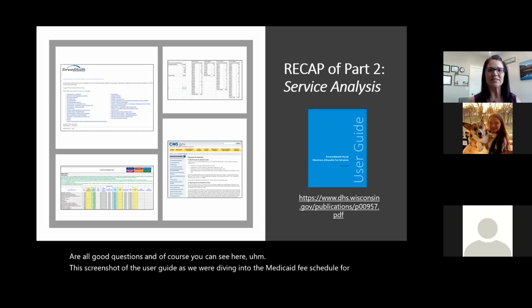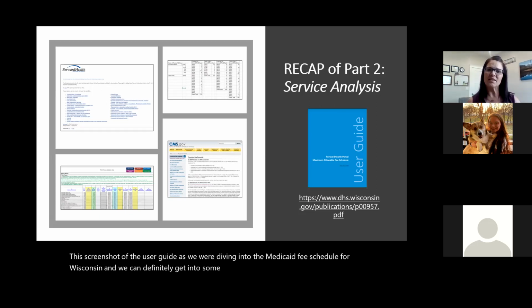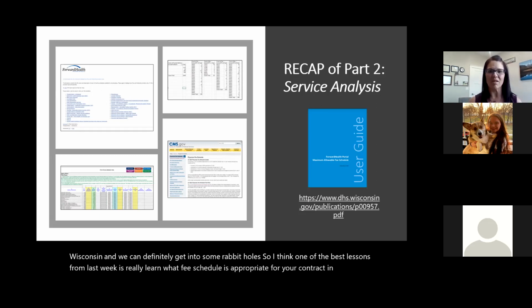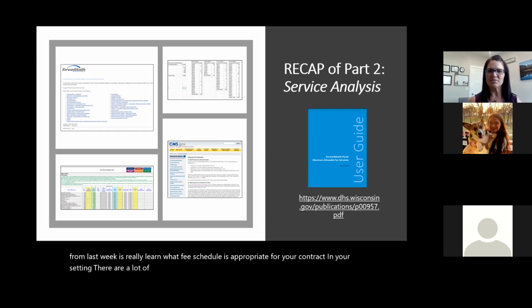We can definitely get into some rabbit holes. So I think one of the best lessons from last week is really learn what fee schedule is appropriate for your contract and your setting. There are a lot of them to filter through on the Wisconsin website, but this user guide should help you navigate through some of those details.